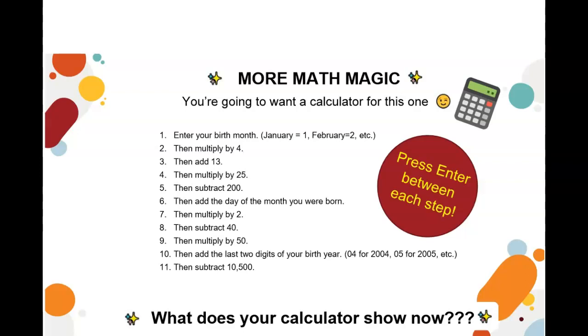And now we need to add the last 2 digits of your birth year. So for instance, if you're born in 2004, you would add 04. If you're born in 2005, you would add 05. And so on. Okay, so I'm going to add my last 2 digits of my birth year and press enter. And our last step is subtract 10,500. Press enter and take a look at what's on your calculator.